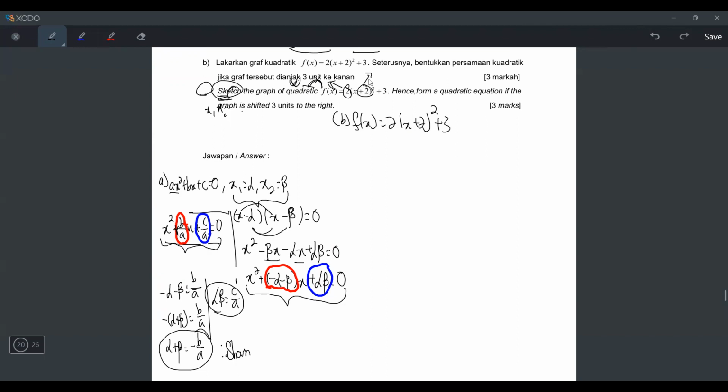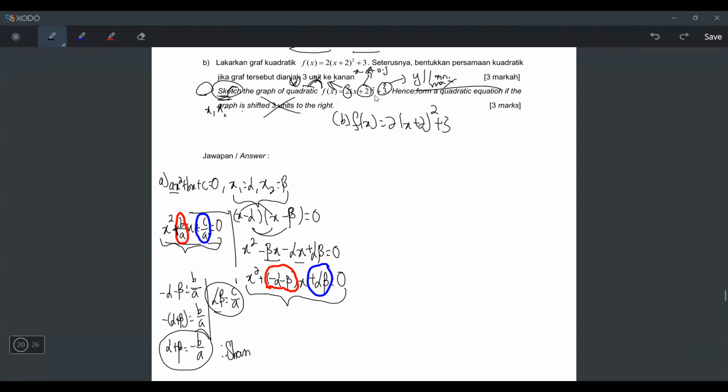And the number here will tell you the X coordinate, but at the same time, it will also tell you the axis of symmetry. And then the number at the back will tell you the Y coordinate of the turning point, and also they will give you the minimum value or the maximum value depending on the shape. Okay, hence form a quadratic equation. That one later.